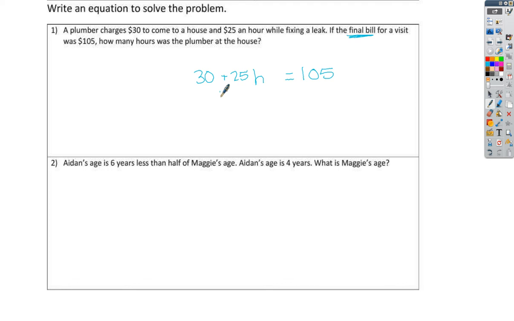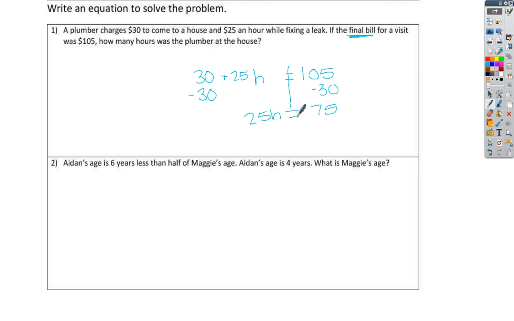The first thing you need to do is find that constant on the side with the variable. So our constant would be 30. The opposite of 30 would be minus 30. So we need to do minus 30 on both sides. Go ahead and type in your calculator 105 minus 30. So 105 minus 30 is 75. We're bringing down whatever we didn't use, which was 25h.